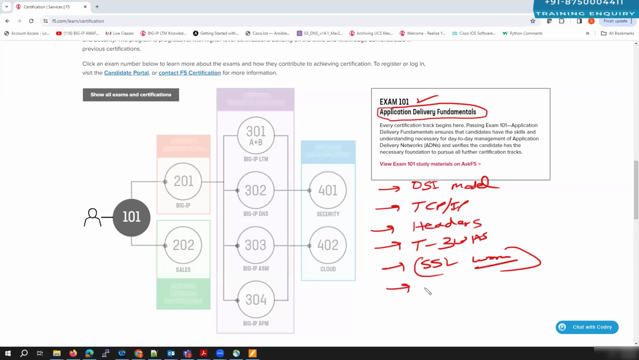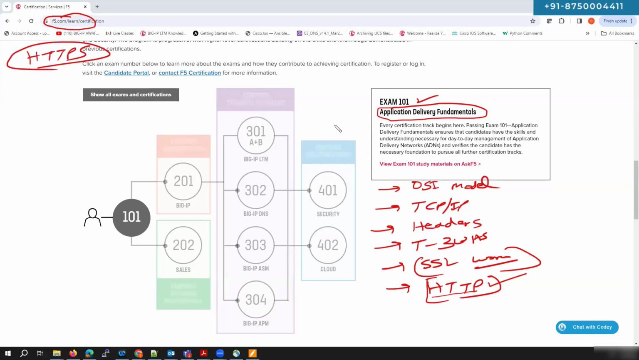Then you have the HTTP function, how HTTP works. When you are browsing any website from your local laptop, in the background HTTP is always working. Here, I accessed f5.com, but what is working in the background? It's HTTP. Although it is a secure one, so I will call it HTTPS, at the end of the day it is HTTP. It just got secured by SSL.